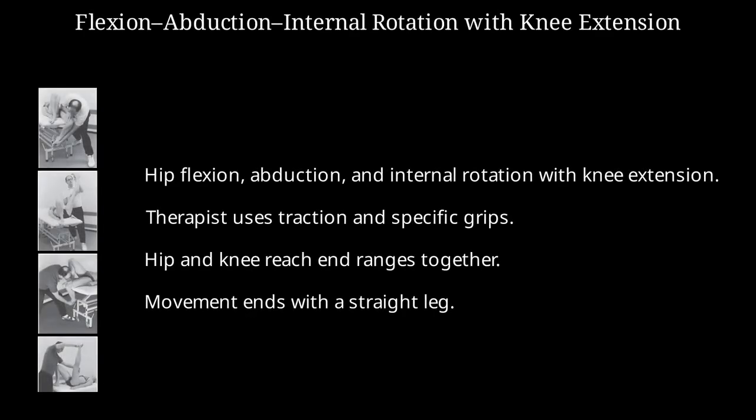with the shoulder. This pattern combines hip flexion, abduction, and internal rotation with knee extension. The therapist uses traction and specific grips, ensuring the hip and knee reach their end ranges together. The movement ends with a straight leg, and proper elongation and rotation are necessary for effective motion.